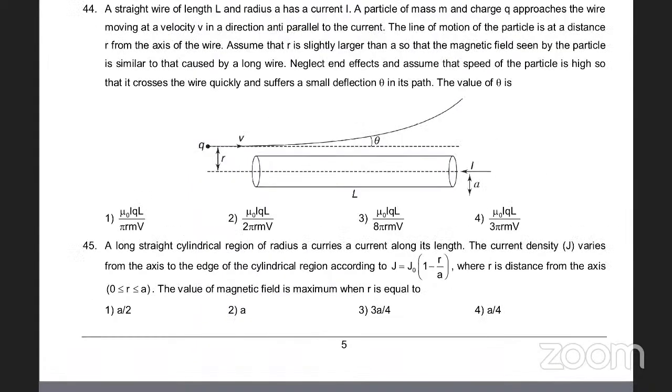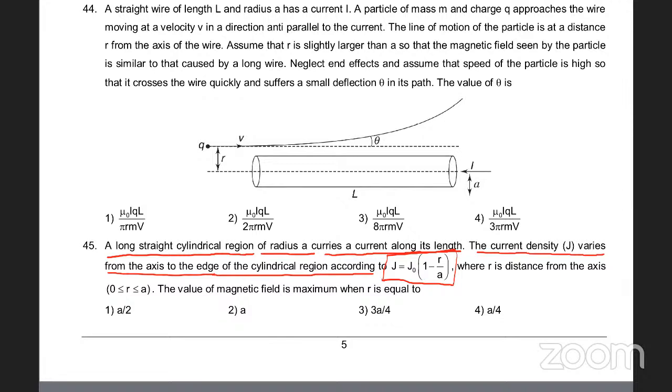In 45, a long straight cylindrical region of radius A carries a current along its length. The current density varies from the axis to the edge of the cylinder according to the relation J is equal to J naught into 1 minus r by A, where r is the distance from the axis, which lies between 0 and A.